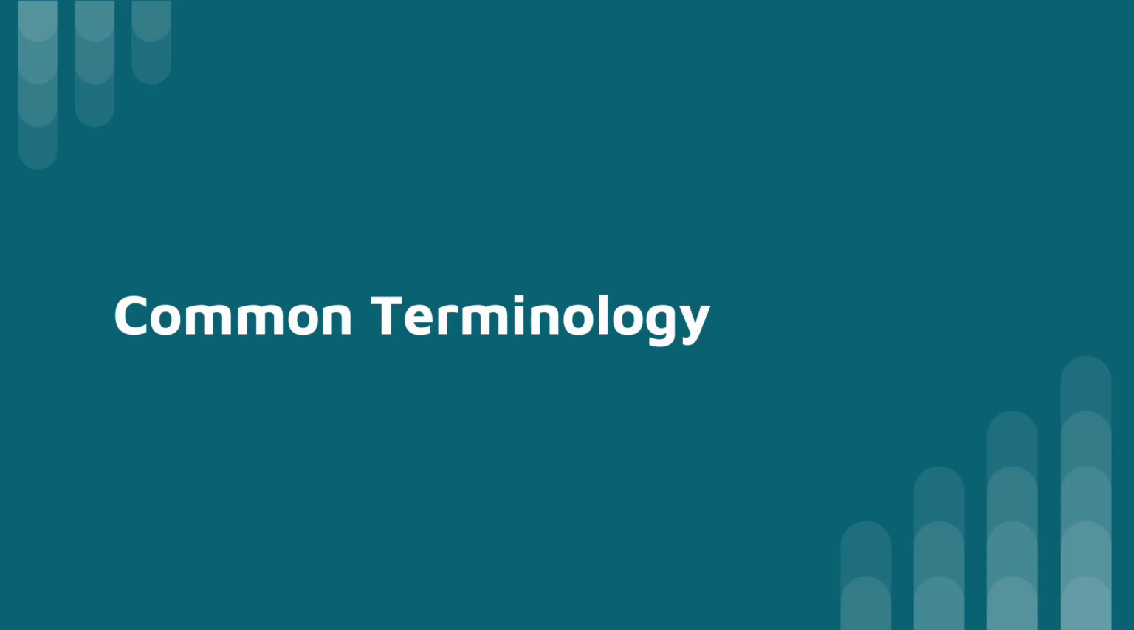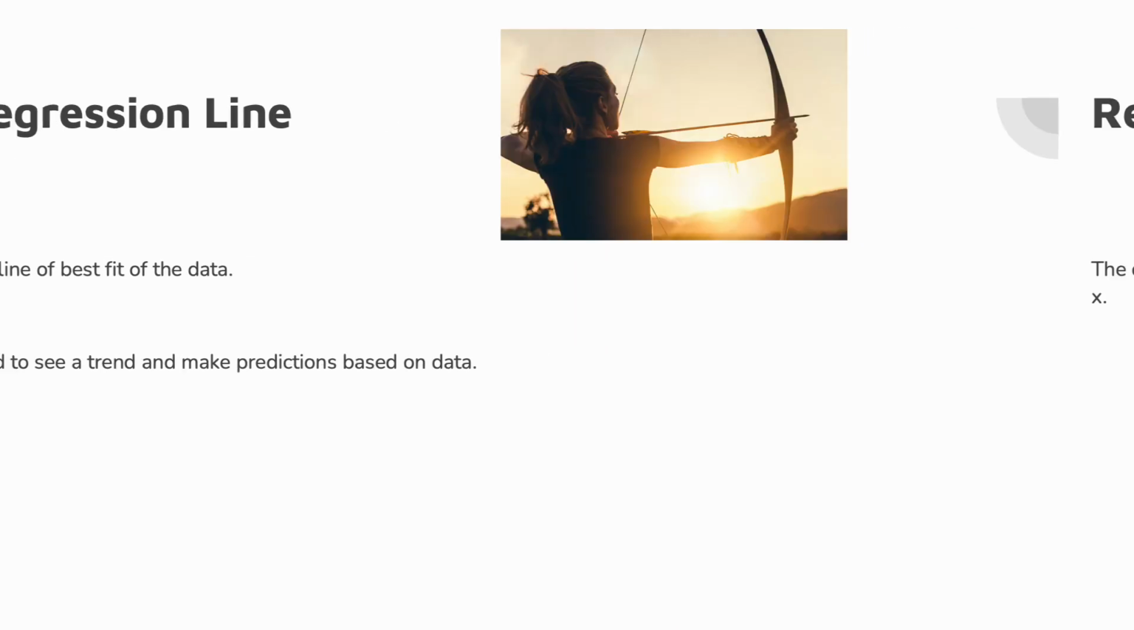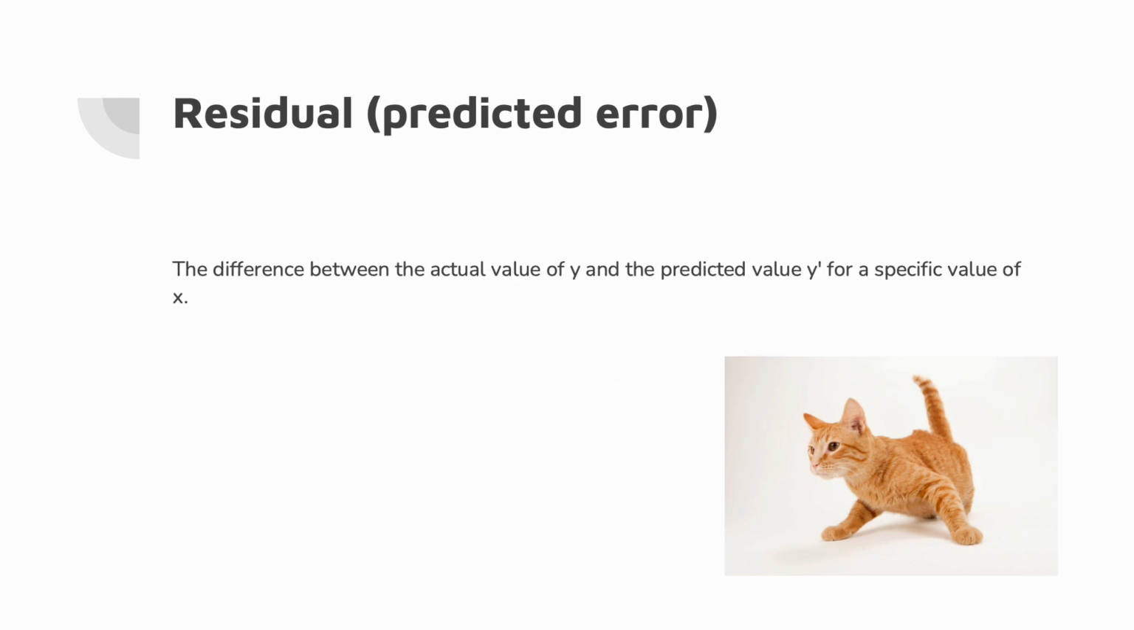So I'm going to go over some common terminology. So we have the regression line, which is the line of best fit of the data. This is used to see a trend and make predictions based on that data. Next we have the residual, and that's the predicted error. And this is the difference between the actual value of y and the predicted value of y prime for a specific value of x.